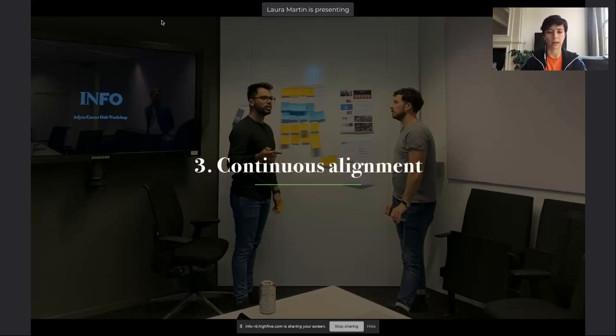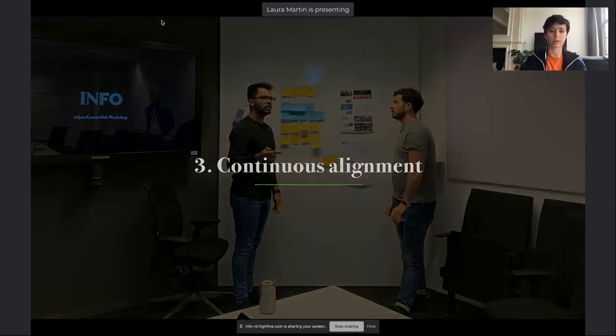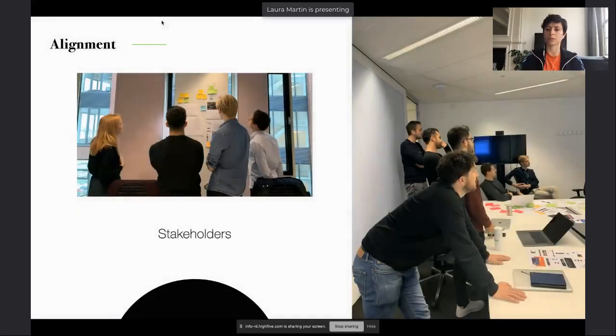The third point is about how service design really helps us to have continuous alignment. Joey mentioned how important it is to engage and align the right people. In our case, having the right stakeholders was super important, not only because we needed to gather important information at some point, but also because it was necessary to make decisions, and having the right people at the right time was crucial for us.